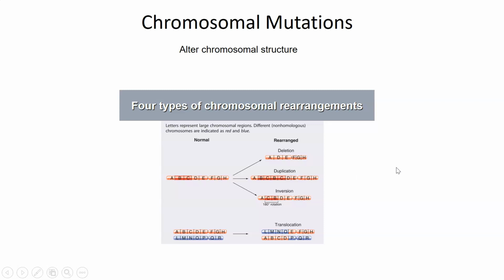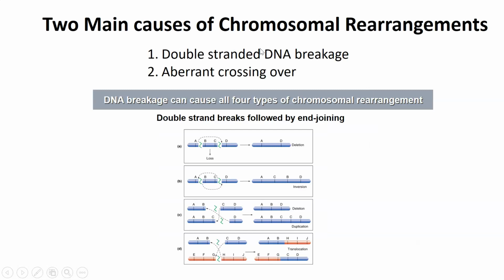Okay, how are chromosomal rearrangements produced? There are 2 main mechanisms, and they're shown here. One is by creating double-stranded DNA breakage, and usually this is the result of exposure to a mutagen. Radiation is a mutagen. The other is what's called, generally speaking, aberrant crossing over. And I'll illustrate what I mean by that in a second.